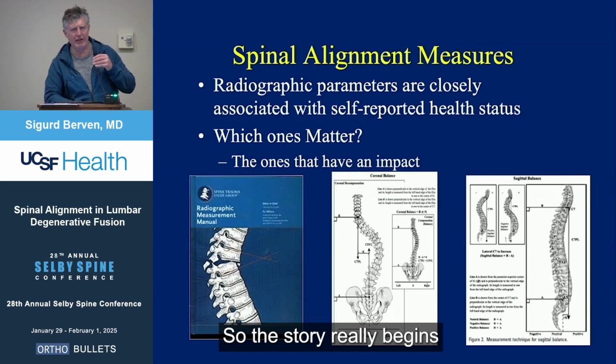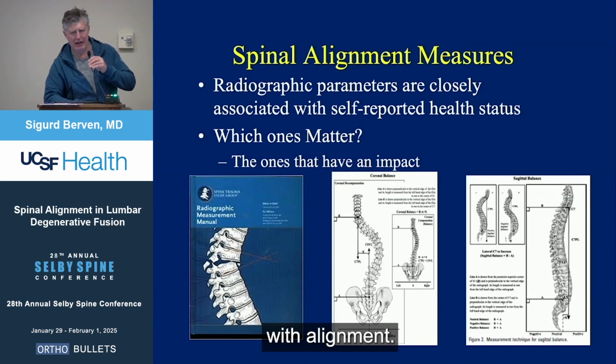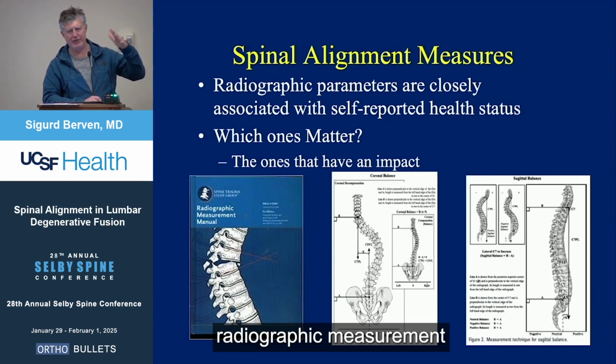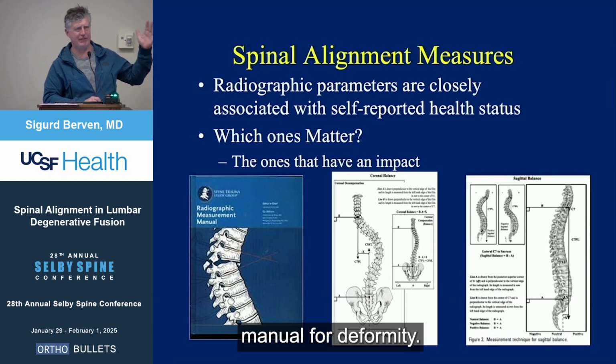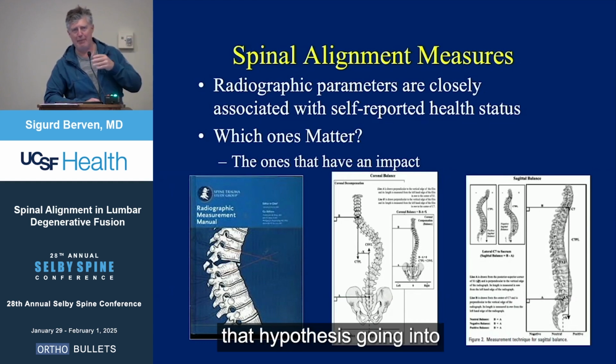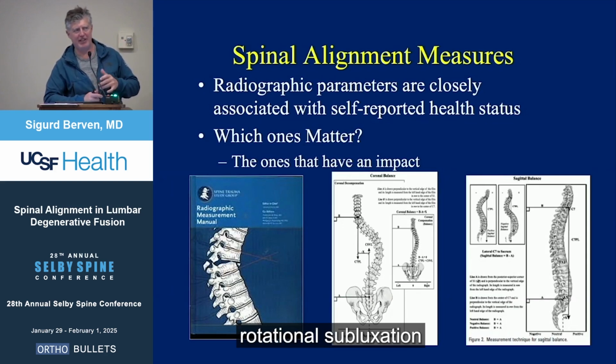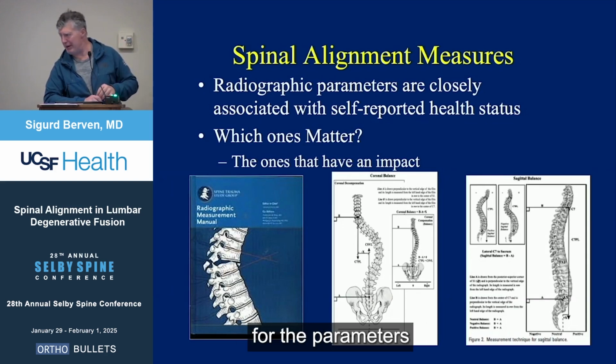And I'll show you some examples of failure to recreate lordosis and why that has a consequence. So the story really begins with alignment back in 2005, where the underlying hypothesis here is which measurements matter. So we created this radiographic measurement manual for deformity. And quite honestly, the hypothesis going into this was, we thought that lumbar curves and rotational subluxation and olisthesis were the parameters that mattered.